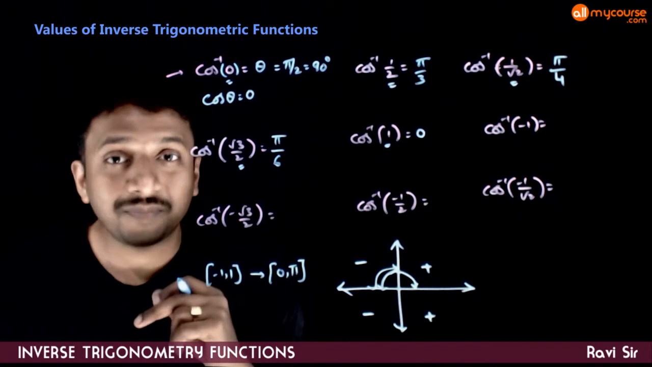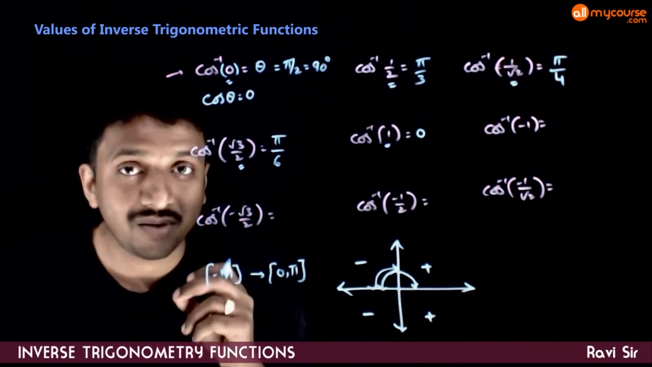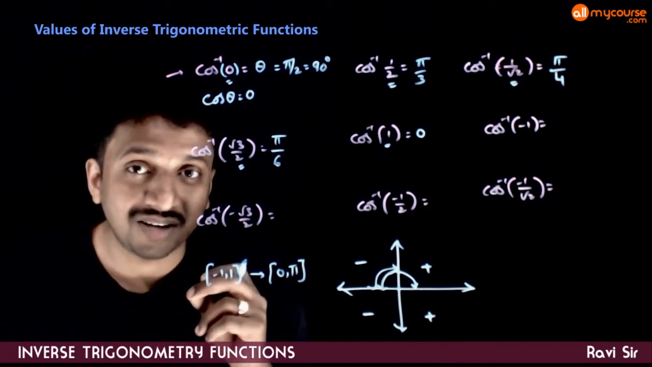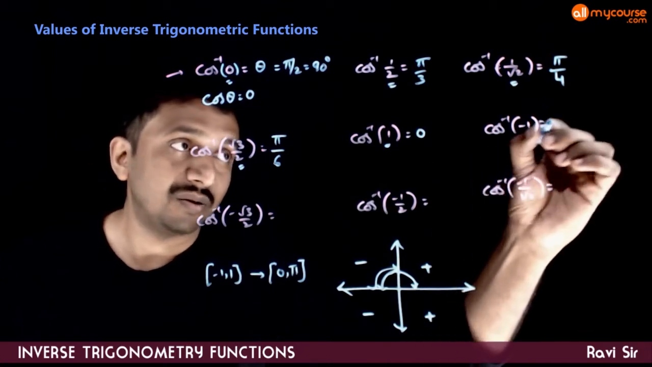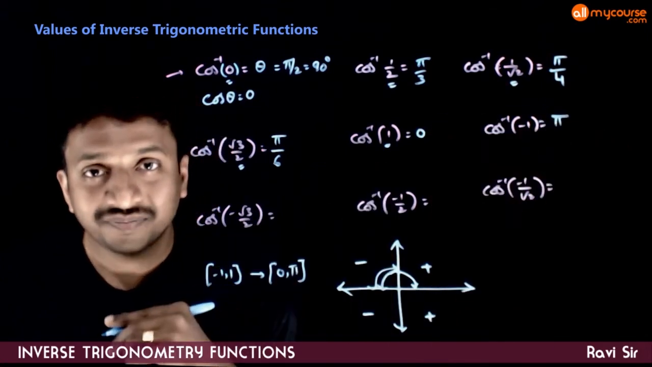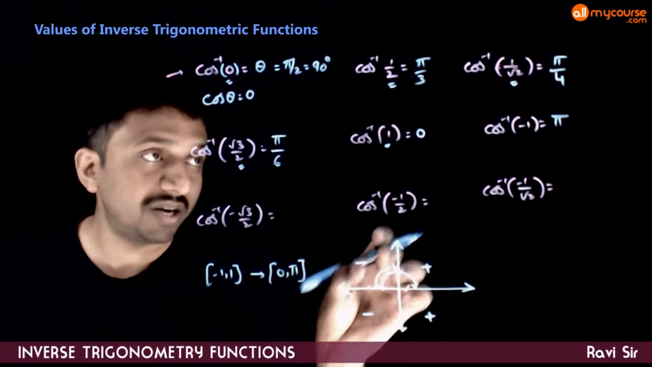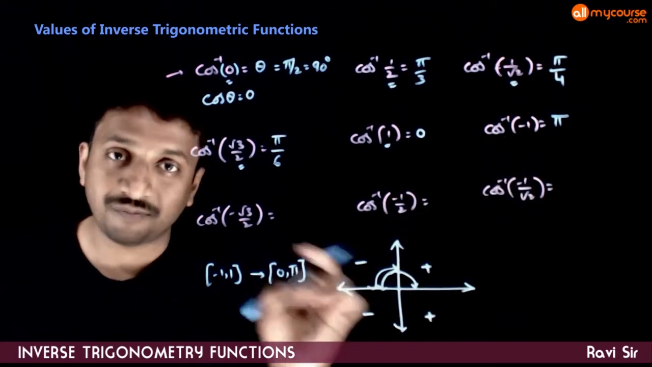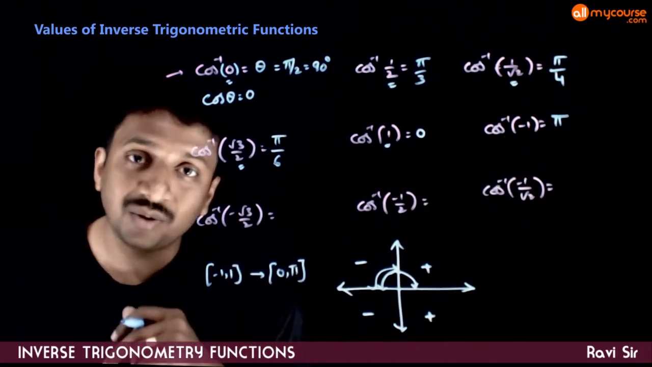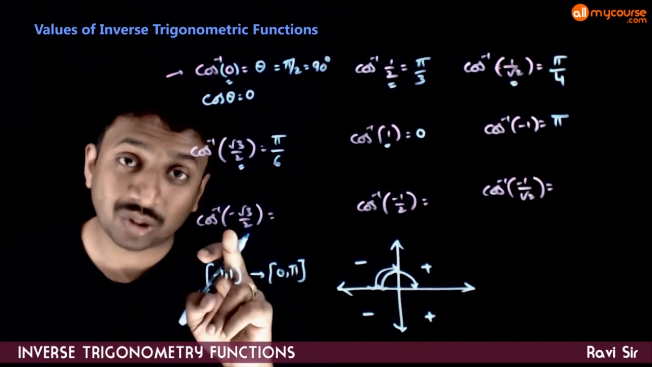What is cos inverse of minus 1? So for what value of theta is the value of cos minus 1? So the answer is pi, right? So we have to go to the second quadrant. Minus 1. So we have pi as the answer. Minus root 3 by 2.